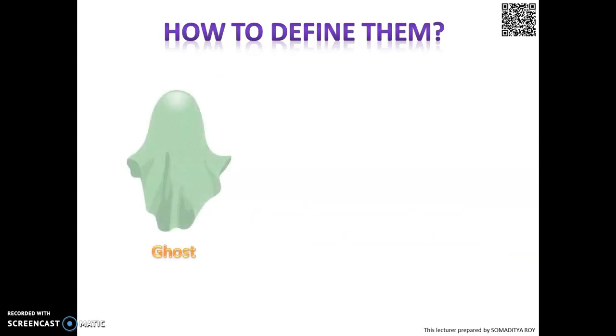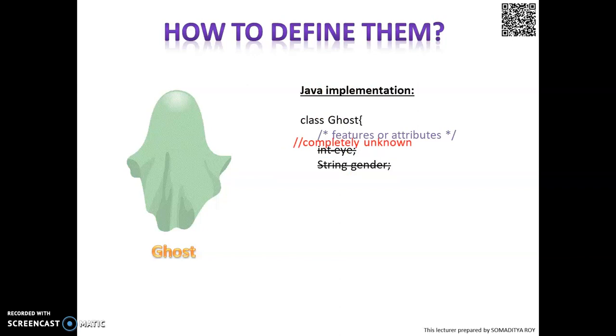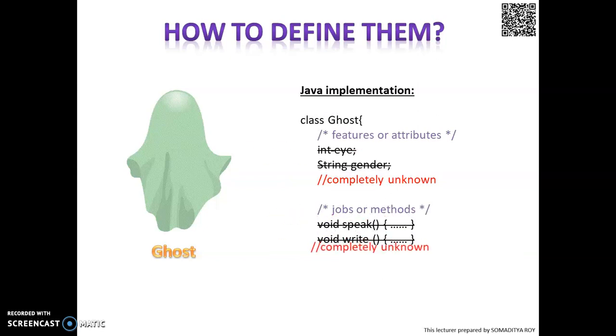Now what about the ghost? Well, as far as the features are concerned, we are not sure about eye or gender, so these two are completely unknown, so we are not going to include any feature. As for the methods, we have no idea about the ghost. We simply fail to gather anything about ghost. So we can say this concept is completely abstract to us.